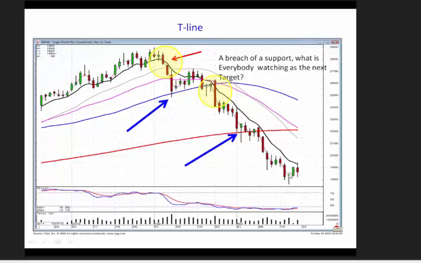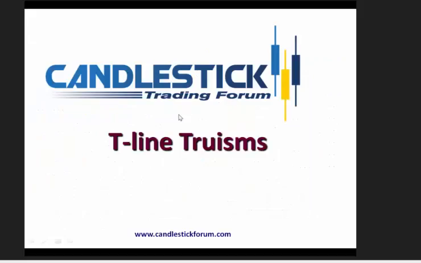You're in a downtrend until you can see anything else is going to either act as a support or not. And if it doesn't, you're in a downtrend until you see a buy signal and a close back up above the T-line.